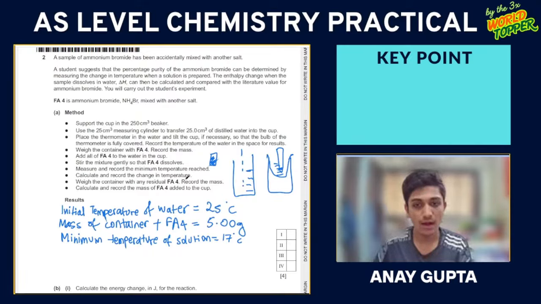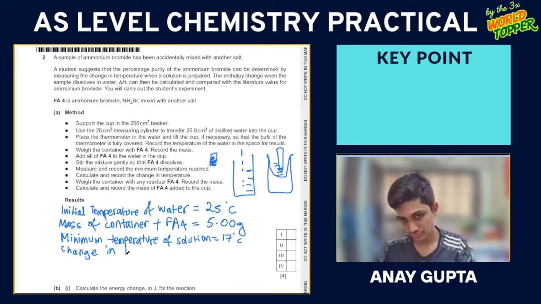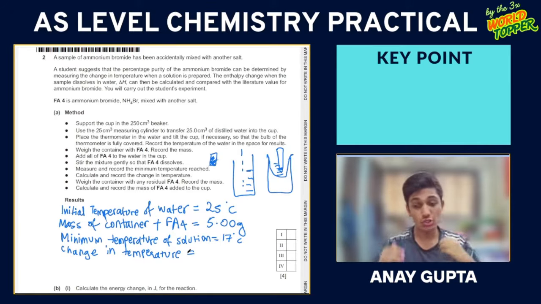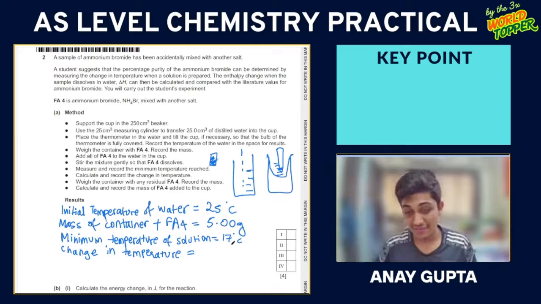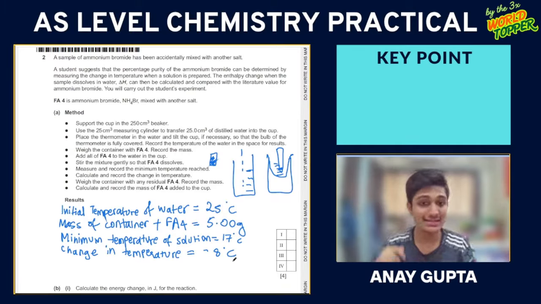Okay, now I calculate and record the change of temperature. So what is my change in temperature? The change in temperature is always final minus initial, right? So 17 minus 25. So change in temperature is negative 8 degrees Celsius. It is reduced by 8 degrees.